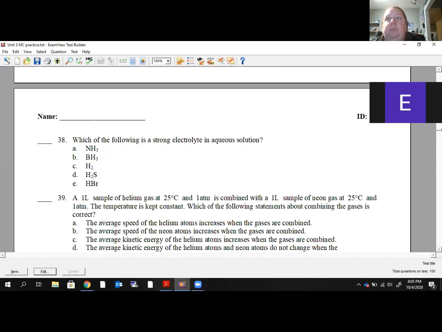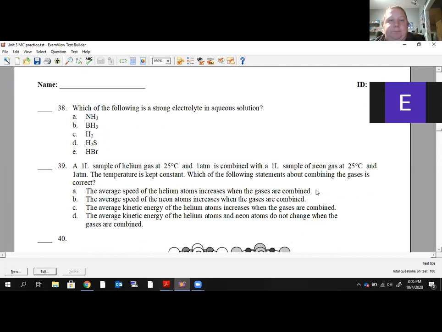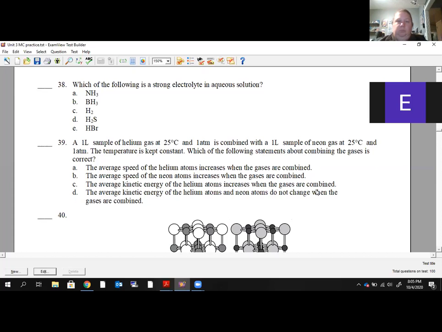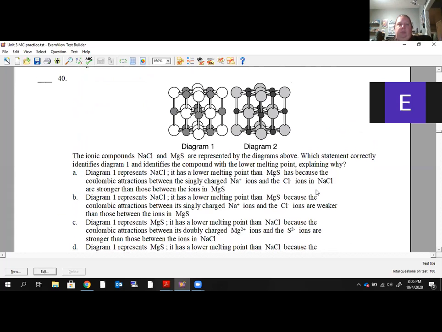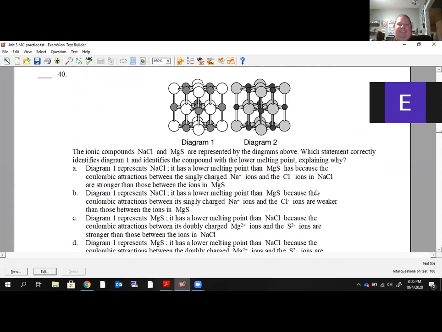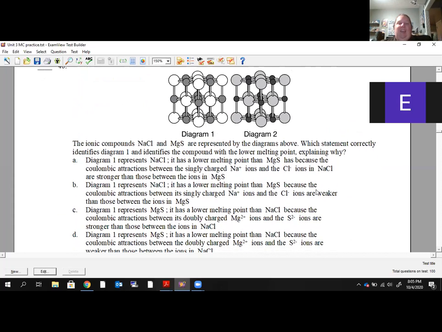And then on number 39. Or wait, no, it wasn't 39. It was 40. You just love these structure ones, don't you? Yes. All right. Which statement correctly identifies diagram 1 and identifies the compound with the lower melting point? Okay, so one is sodium chloride and one is magnesium sulfide.